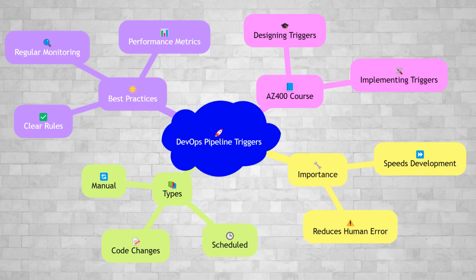In the world of DevOps, pipeline triggers are essential for automating the build and release processes. They ensure that code changes are automatically built, tested, and deployed without manual intervention. This not only speeds up the development cycle, but also reduces the risk of human error. In this presentation, we will delve into the various aspects of developing and implementing pipeline trigger rules, focusing on their importance, types, and best practices within the context of the AZ400 Designing and Implementing Microsoft DevOps Solutions course.